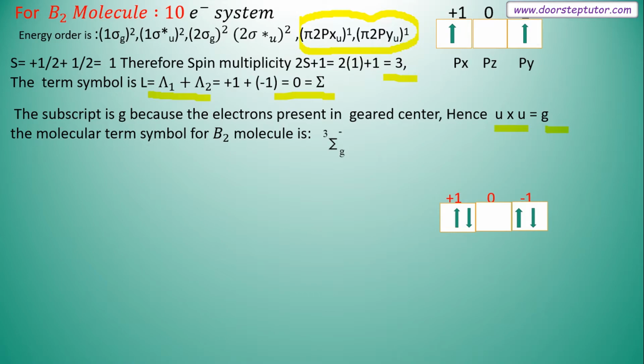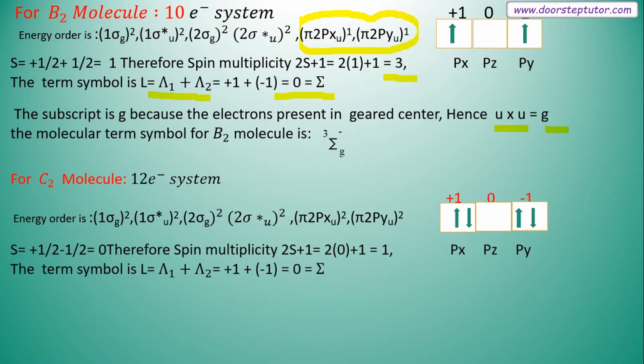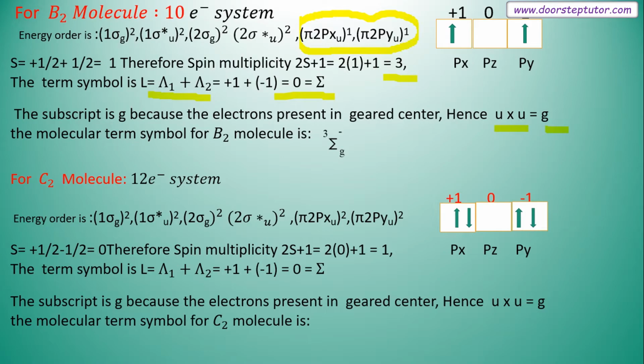Right. So next we will move to the next molecule. The C2 molecule is a 12 electron system. The energy order: the two electrons are added here, so that is pi 2px2 and pi 2py2, and for the spin multiplicity value, the electrons are plus 1 minus 1, that is equal to 0. So therefore the spin multiplicity value is 1.